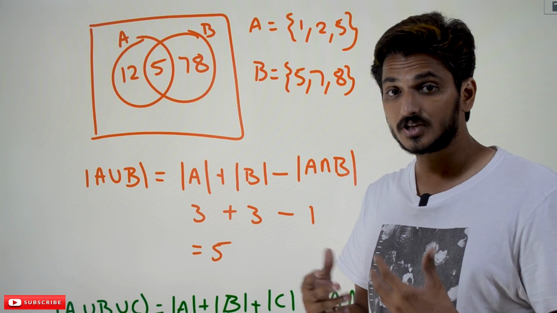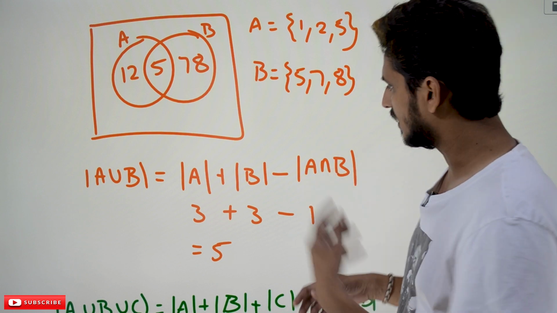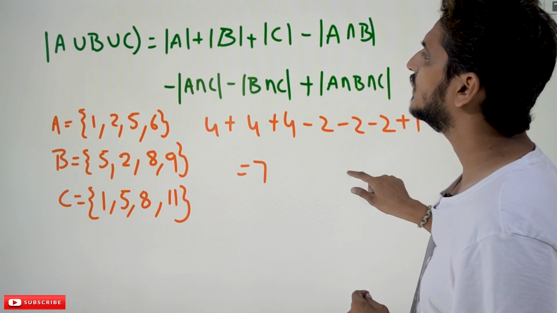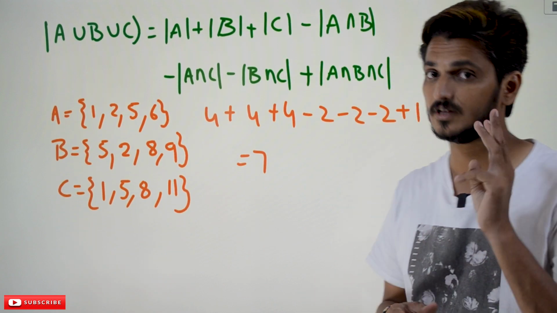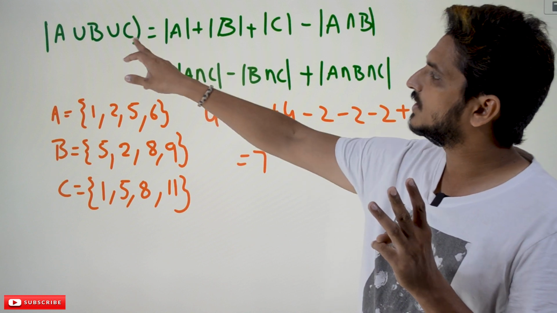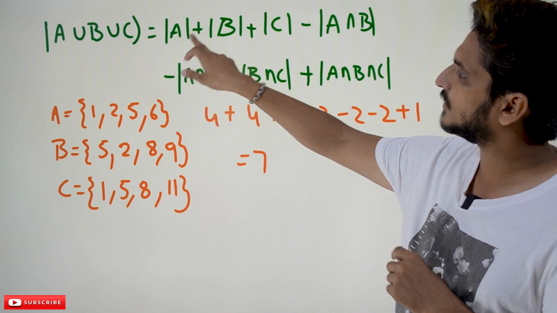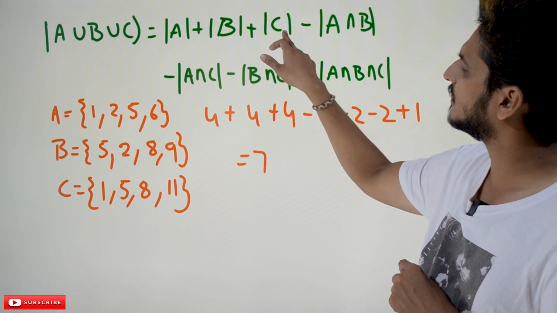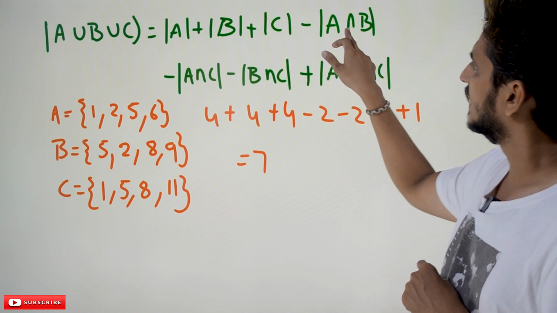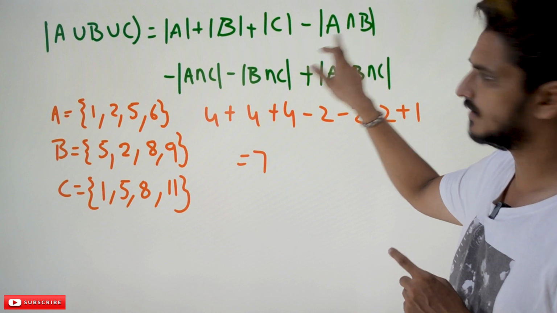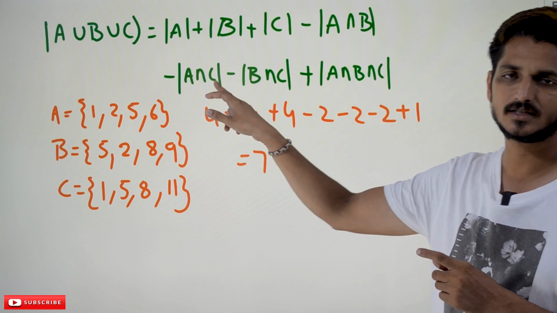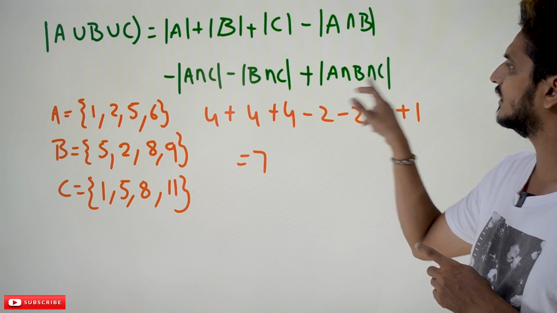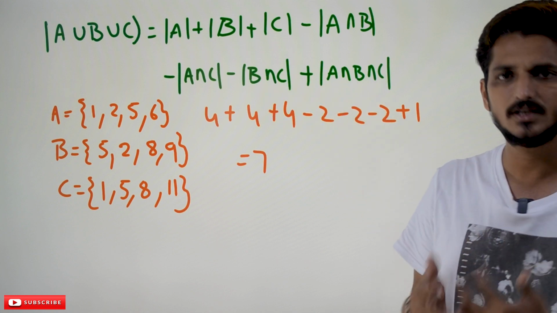Let's extend this formula to 3 sets. Now take this example, A union B union C. If you are having 3 sets, A union B union C is given as the number of elements in A plus the number of elements in B plus the number of elements in C minus the number of elements in A intersection B minus the number of elements in A intersection C minus the number of elements in B intersection C plus the number of elements in A intersection B intersection C.